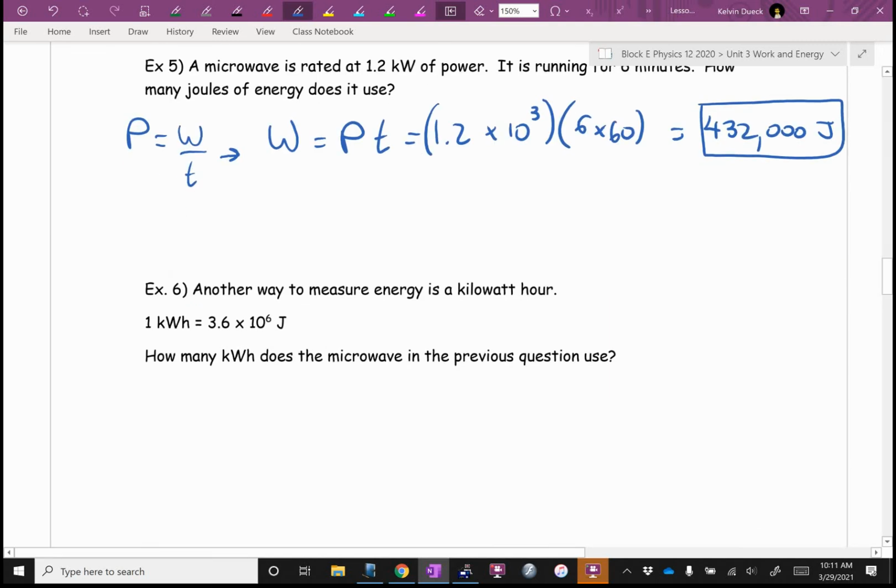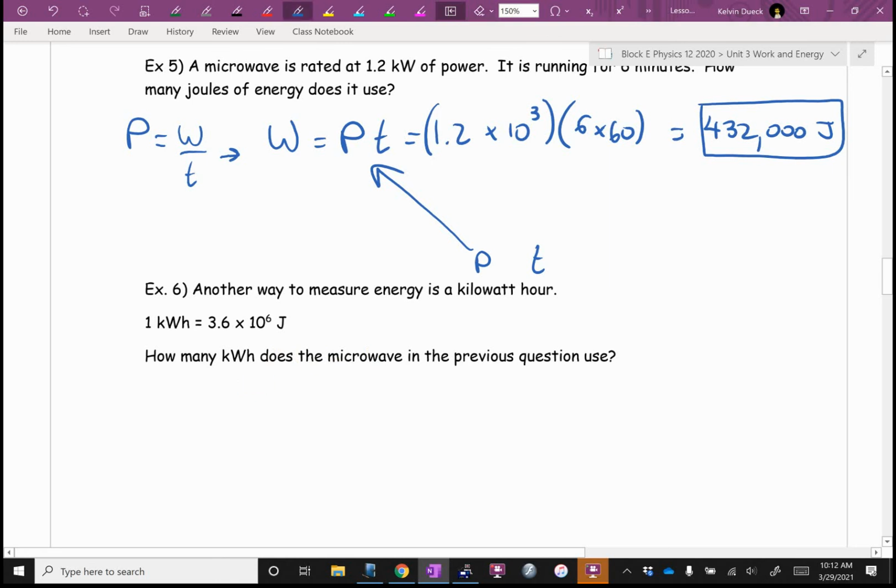And so another way to measure energy that most electric, in fact, all electric companies use is a kilowatt hour. Now, kilowatts, what's that a measure of? What do I have? Power is measured in watt? This is power. What's hours a measure of? Time. So a kilowatt hour is work. Not our standard metric unit for work, but it is another way to measure work. 1 kilowatt hour is 3.6 times 10 to the 6th joules.